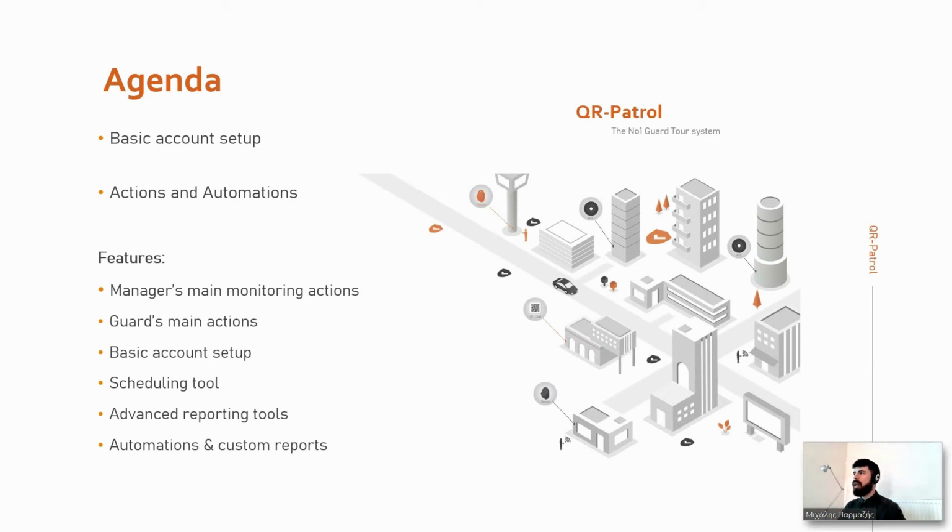The agenda is divided in two main parts: the basic account setup, actions and automations. So we will start with some general information on how QR Patrol can benefit you and automate your processes, and continue with some main parts of utilization.